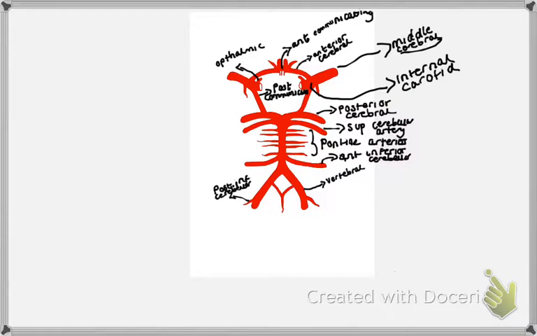The two vertebral arteries join up together to form the anterior spinal artery. Now this supplies the anterior 2/3 of the spinal cord. The two vertebral arteries also join up together to form this very thick artery called the basilar artery. And there you go, here we have the circle of Willis.